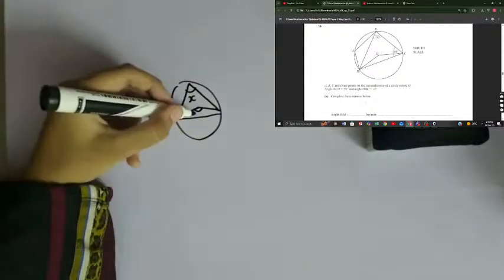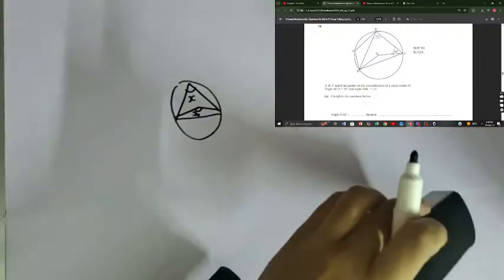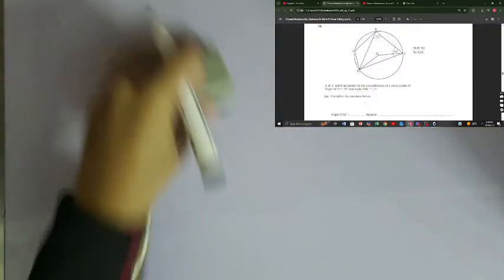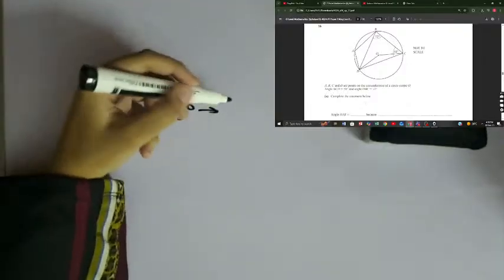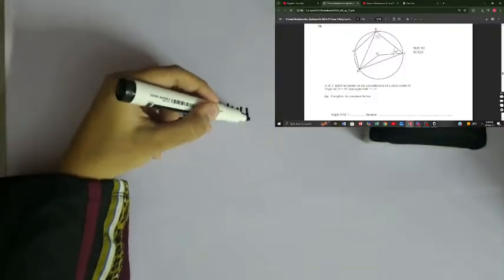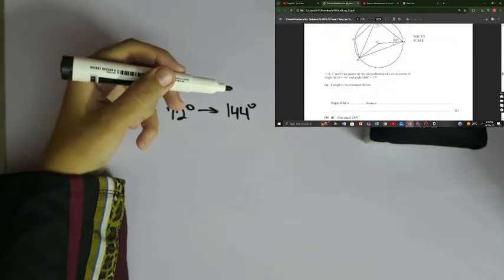So if this is x, then that would become 2x, right? They've given us the angle at the circumference, and that's 72 degrees. In order to find the angle at the center, we basically just double this and it becomes 144 degrees. The next question they've asked us to find angle BCO.